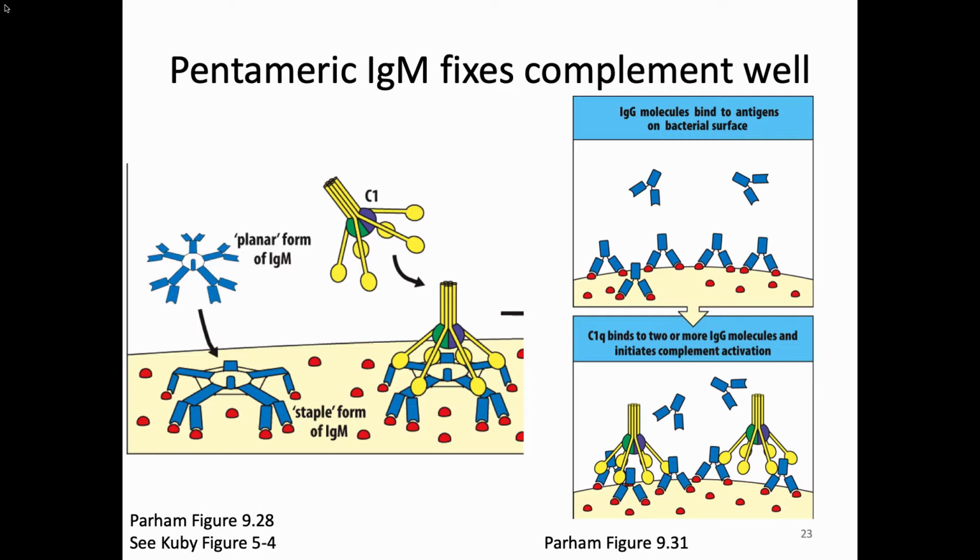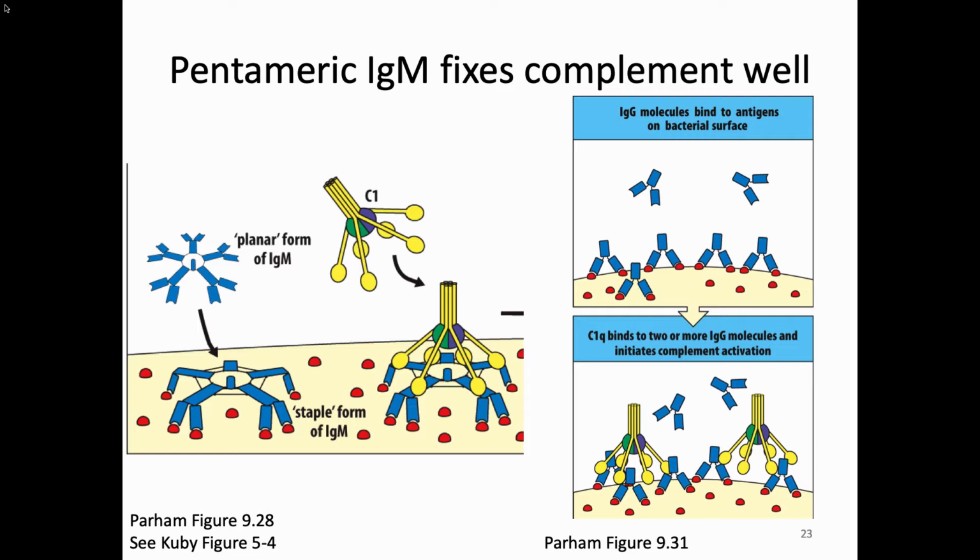IgM is also made first in the response. It's made very early in responses. And so sometimes when we're thinking about trying to measure how far along an immune response is, knowing about IgM amounts will be important. And that'll be important when we talk about immune response kinetics later.